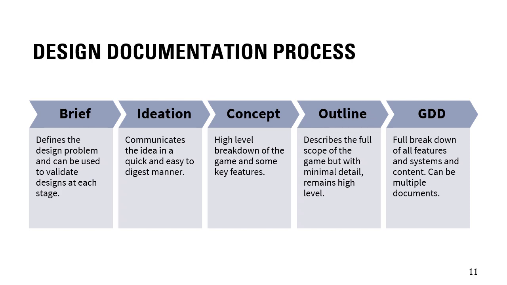Concept stage is sometimes called a one-pager. It takes that idea a little bit further and starts to list out some key features. Outline, sometimes also known as a 10-pager, is when you flesh out a concept into a fuller version and try to understand the full scope that this game might be. Finally, the GDD, or Game Design Document, must be completed before development on a particular feature or system can commence. So this is a full system breakdown to understand everything that needs to be done to make it.